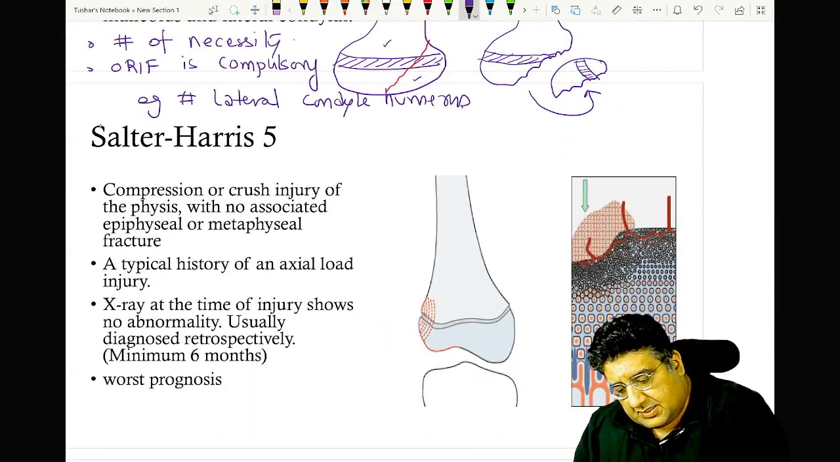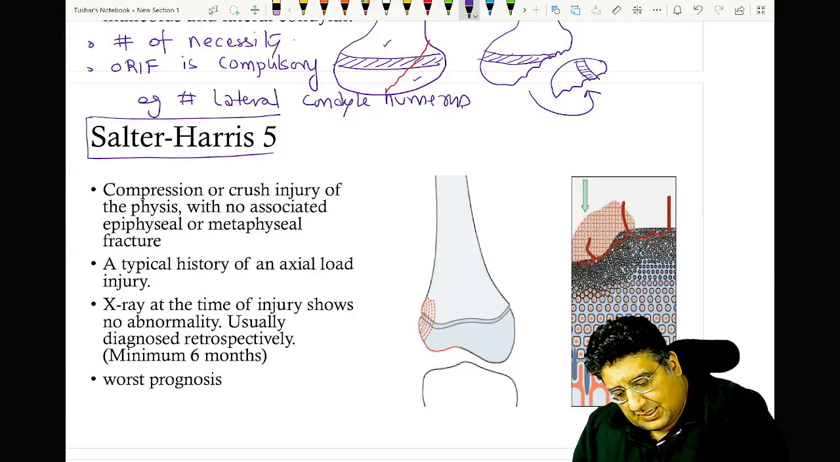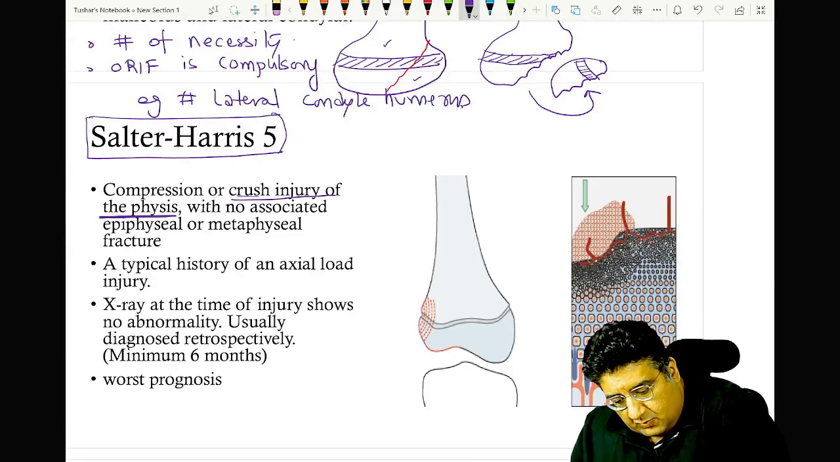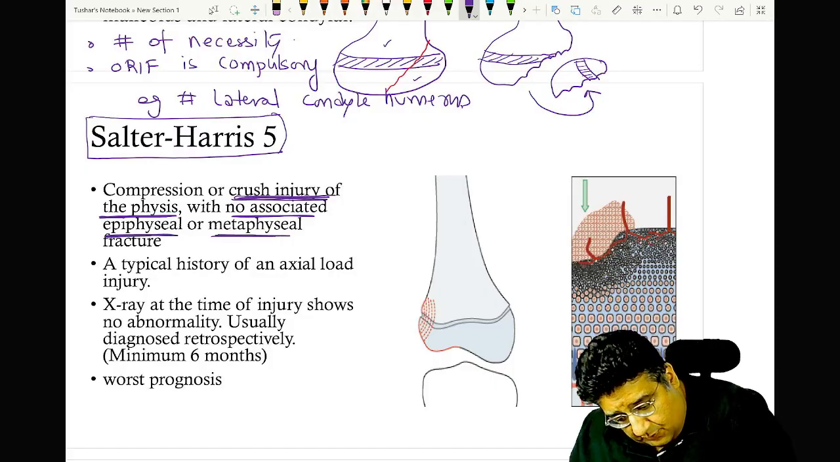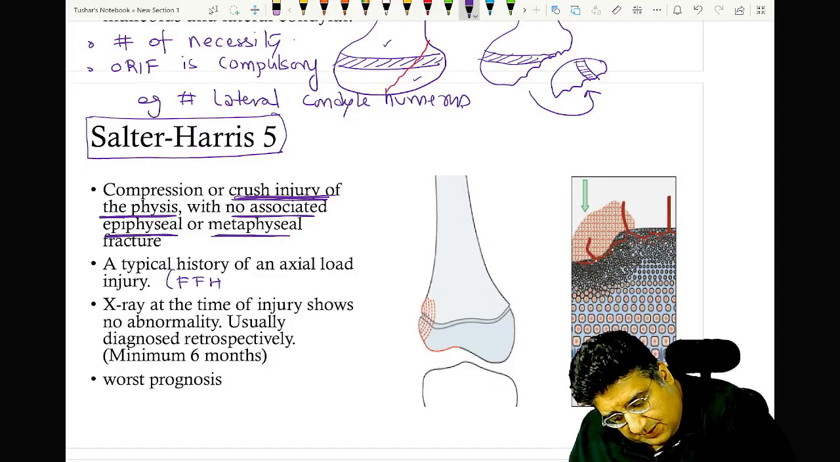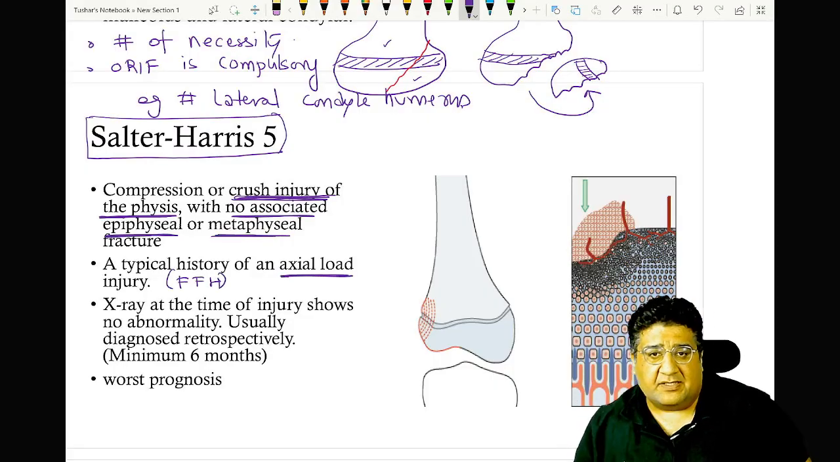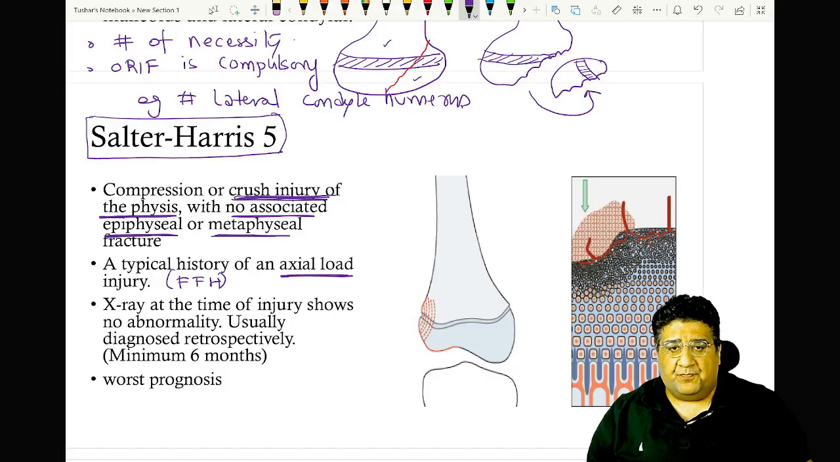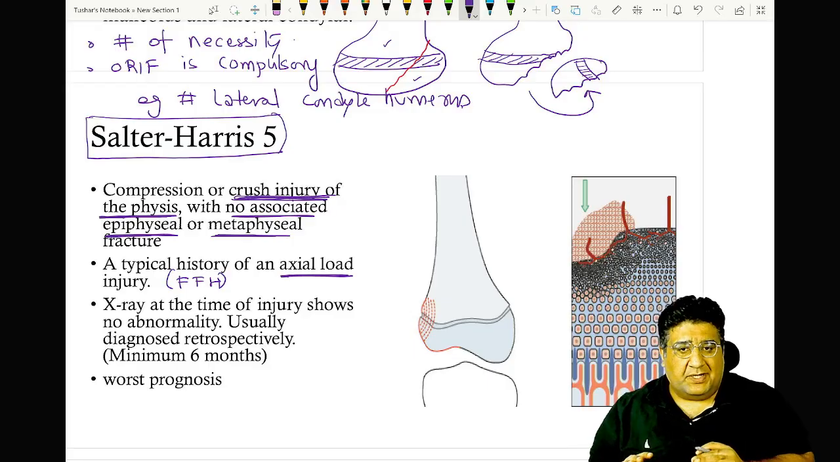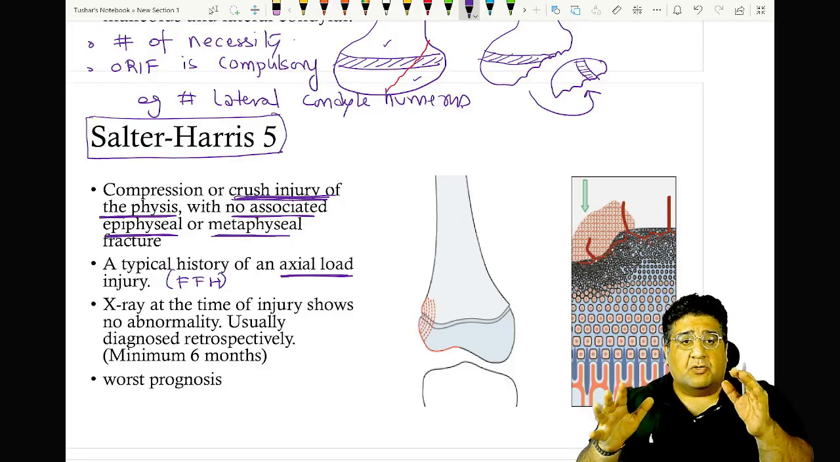So Salter Harris type 5 is basically a crushing injury of the growth plate without any associated injury to the epiphysis or metaphysis. And I told you that fall from height is the basic issue. You can read here, axial load injury is written. Now, imagine partial crushing of the growth plate. What has crushed? Growth plate. Growth plate is cartilage. It is crushed.